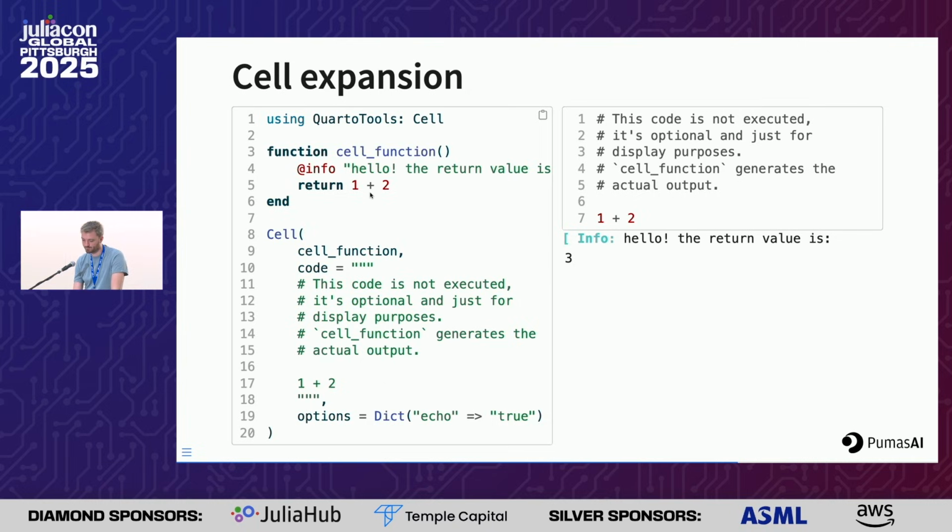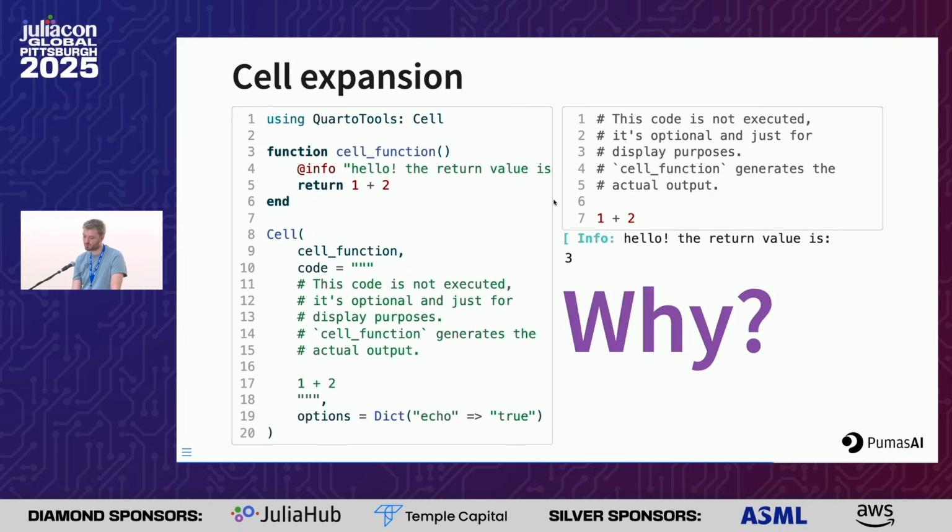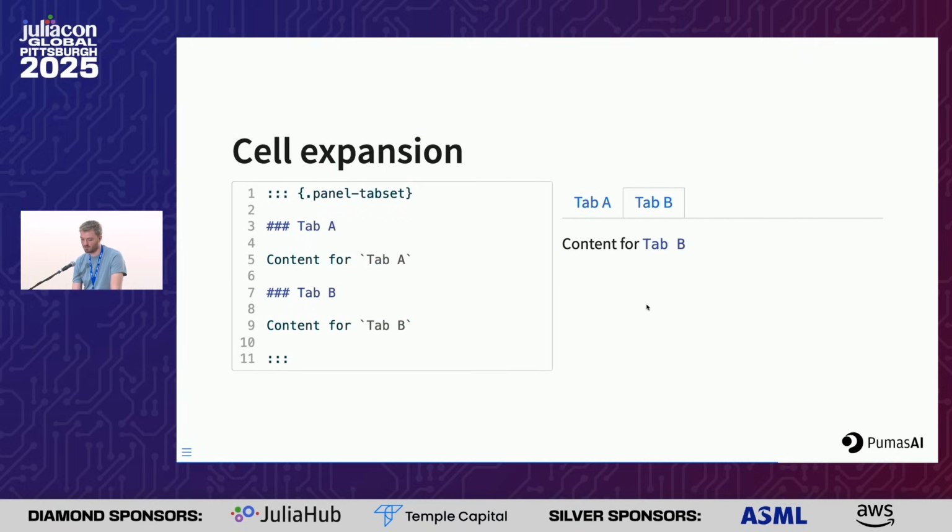And with this system, you just return values as usual, and we take care of putting them into the document for you correctly. So the question is, why would you do this? This seems kind of arbitrary, this example. So on the next page, I'm going to show you a more useful use case.